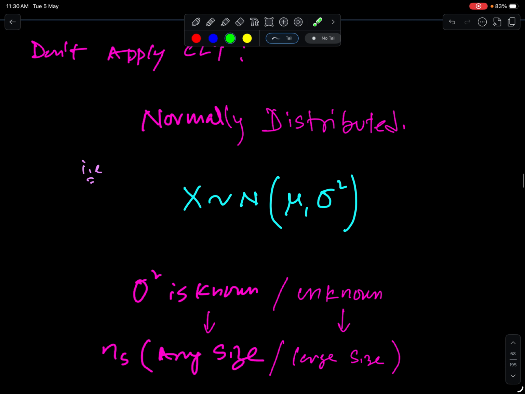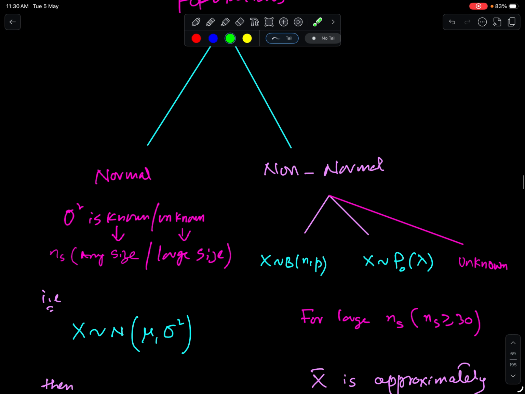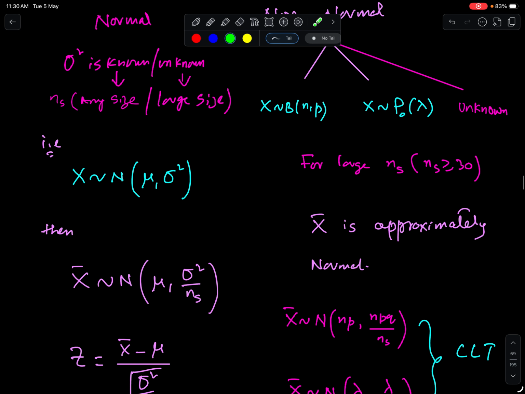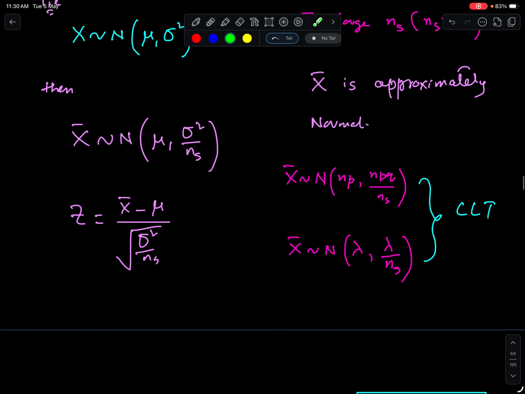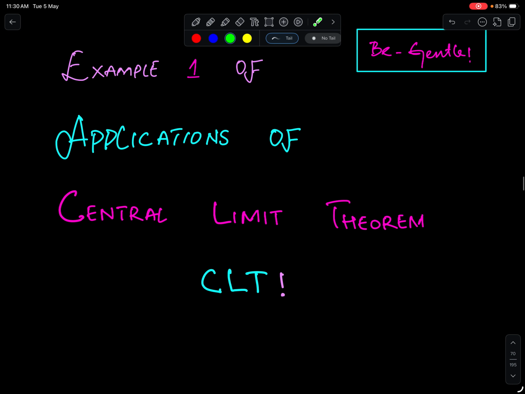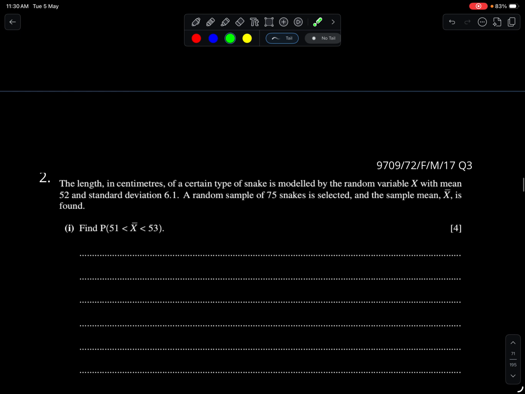Don't apply CLT if the population is normal, whether sigma squared is known or unknown. Example 1 of applications of CLT.